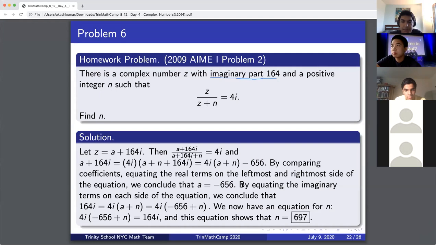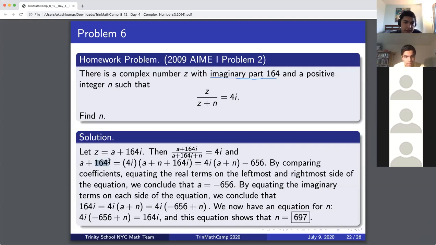Then we do the same thing with the imaginary terms. We equate the imaginary parts. We have 164i as the imaginary part here, and the imaginary part on this side is 4i times a plus n. We equate those two, and then simplify a little because we know a is negative 656. Now that we have this equation for n, we can solve for n. It's just some basic algebra, isolate n, and what you should get is 697.